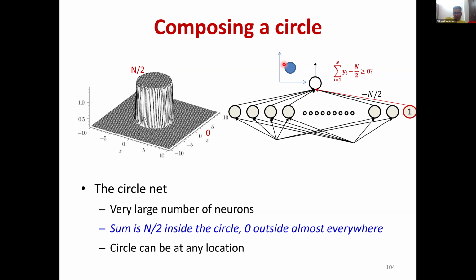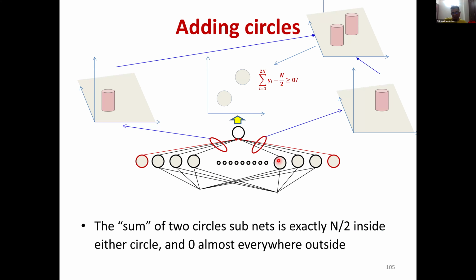But then I can take 2 of these subnets, which compose cylinders in 2 different locations, and still use a threshold of n over 2 over here. And what is the sum of all of these guys going to be? This subnet is going to compose a cylinder here. This subnet is going to compose a cylinder here. The total network is actually going to compose 2 cylinders. And if I slice it at height n over 2, I get a decision boundary which is 2 disconnected circles. Does that make sense? Yes or no?